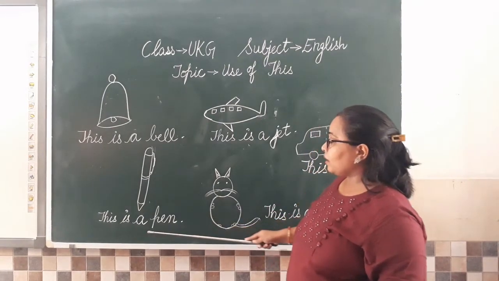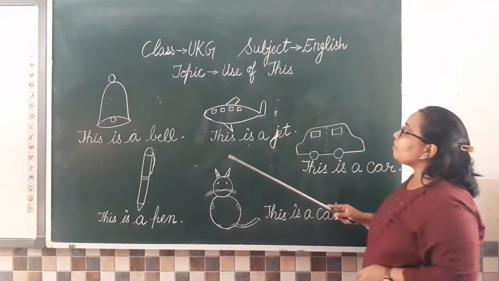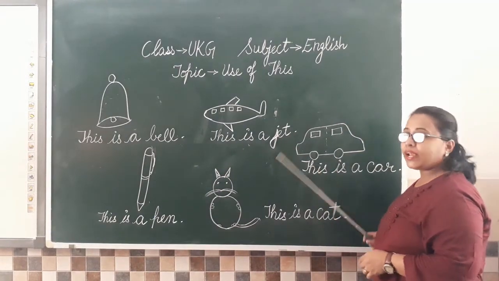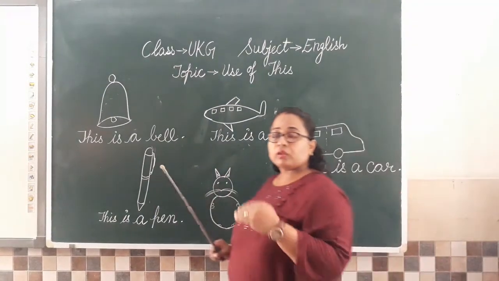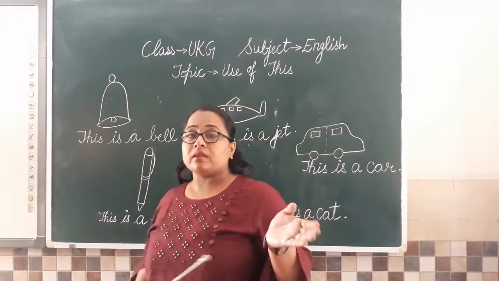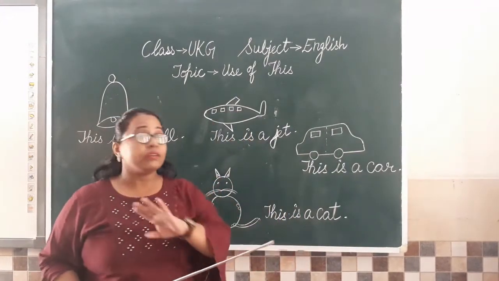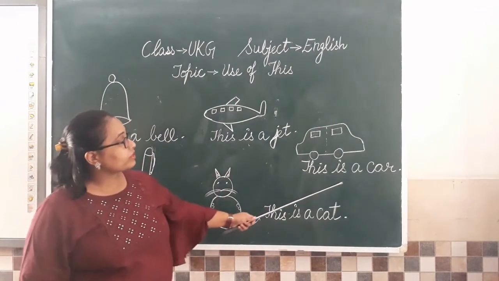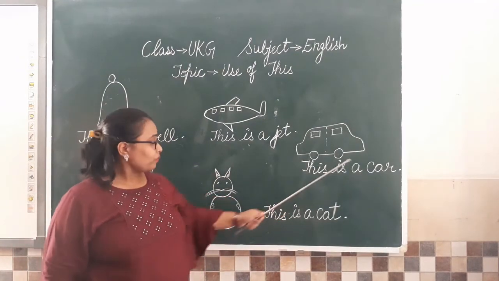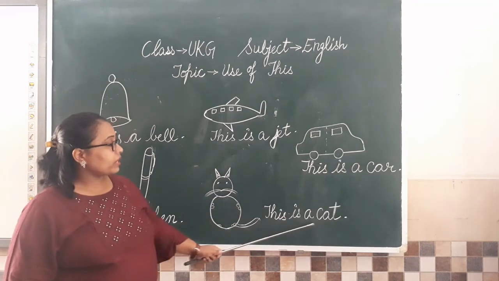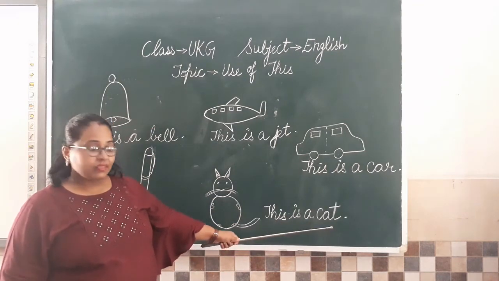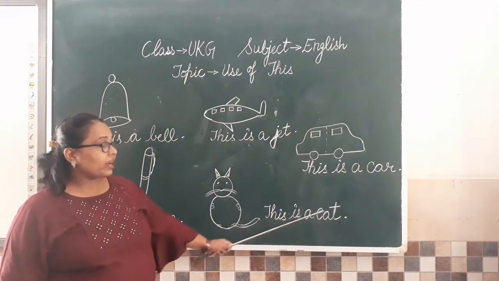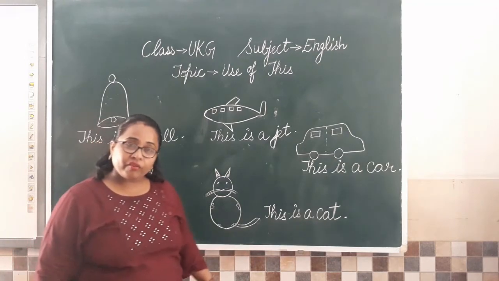This is a pen. Then we have this is a jet. Near है तो हम क्या यूज कर रहे हैं? This. और अगर far होगा तो this नहीं यूज होगा. Okay? Then we have this is a car. This is a cat. Clear everyone?